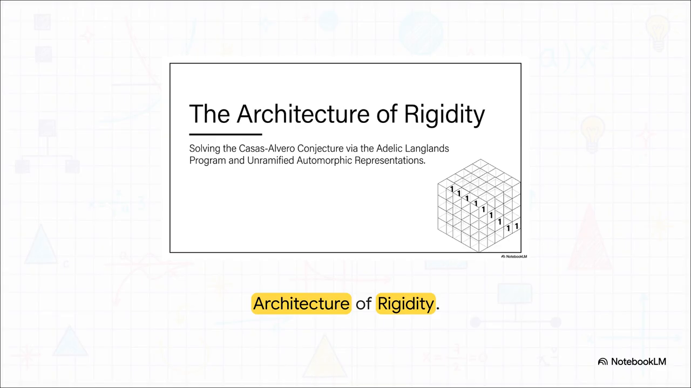Okay, let's dive into this foundational puzzle. What we're looking at is a visual map of unramified automorphic representations, and honestly, this structure forms the absolute backbone of everything we're about to discuss. To solve the Casas-Alvero conjecture, we literally have to reformulate a classical algebraic problem into an entirely new framework, utilizing the Adelic Langlands Program. Think of this as our architectural blueprint for translating local polynomial roots into massive global rigidity.